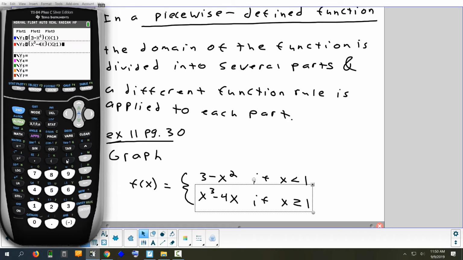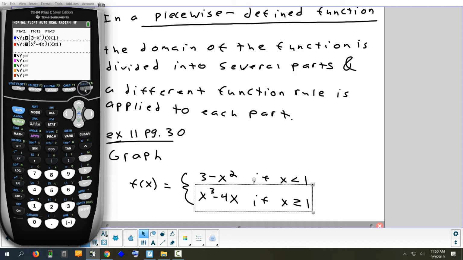So now when we graph that, we're going to get two different graphs. One graph we're going to get when it's less than 1. The other one when it's greater than or equal to 1. You're saying there's like a math button? Yep, second math, the third button down on the left. That's how you get an inequality. Well, it's the quickest way, I think.